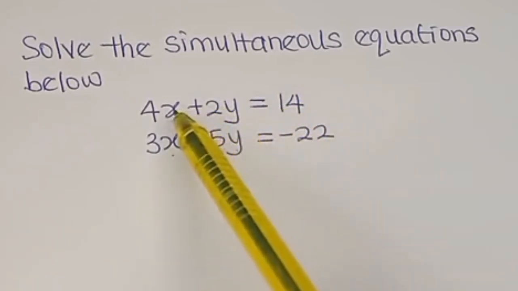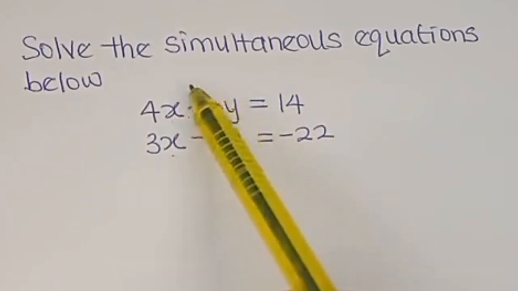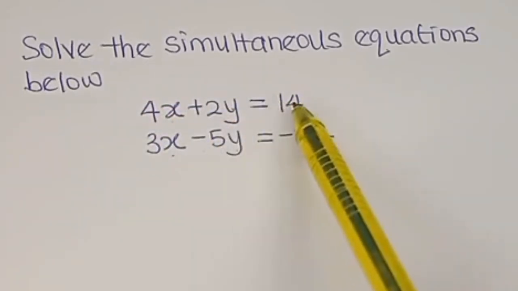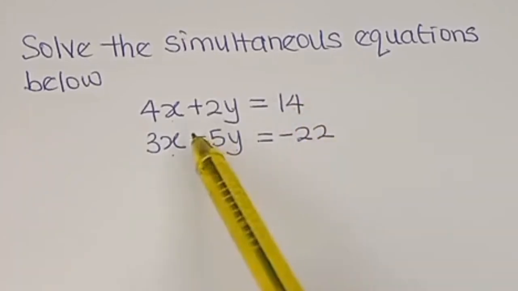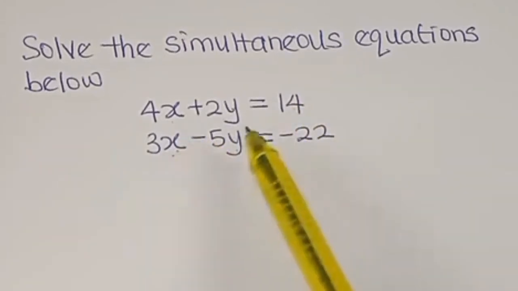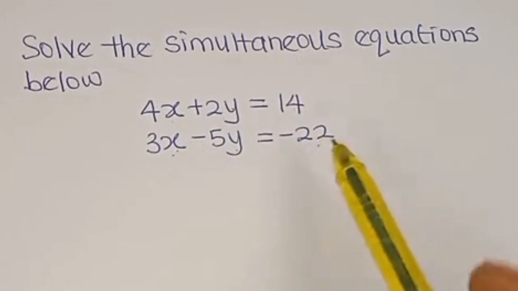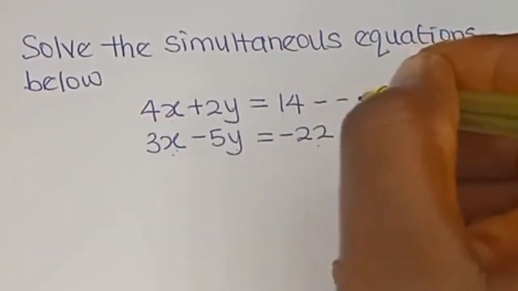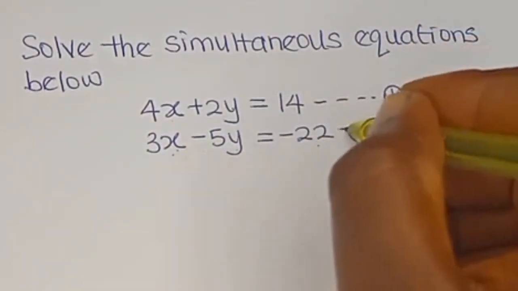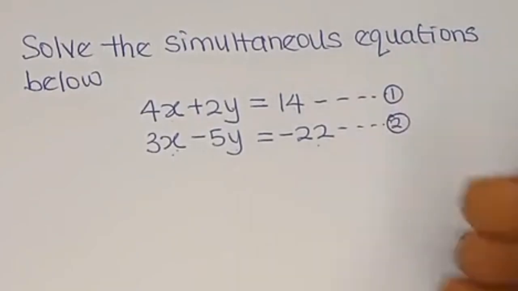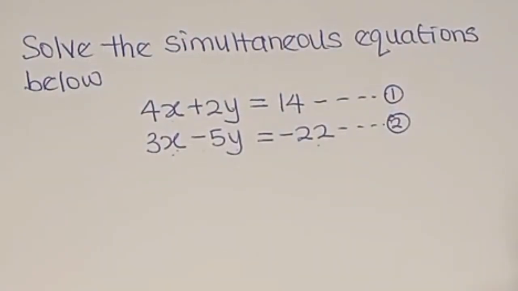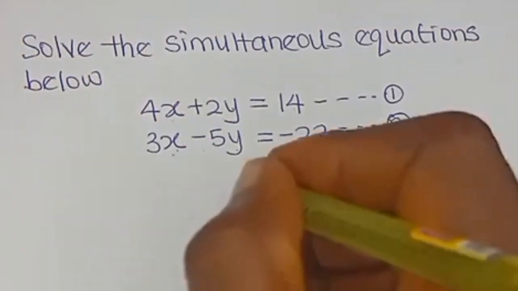This means that when you solve the value of x and y, the left side of this equation will be equal to the right side of this equation. Also, the left side of this equation will be equal to the right side of this equation. So let's call this equation here equation 1, and let's call this one equation 2. Okay, so there are different ways of solving simultaneous equations, but we are going to use the substitution method in this particular question. So let's go ahead to solve it.